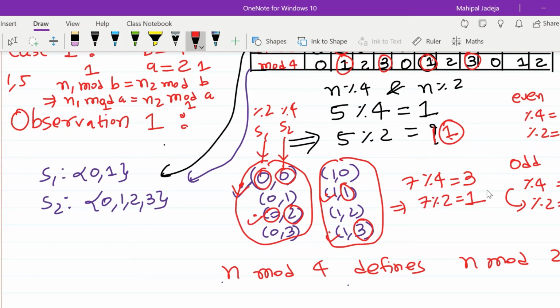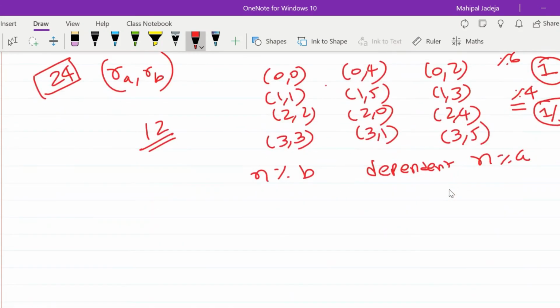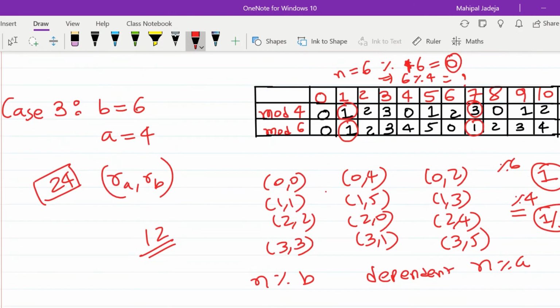If modulo 4 answer is 1, then I can say modulo 2 answer will be 1. If modulo 4 answer is 0, then modulo 2 answer will be 0. If modulo 4 answer is 2, then modulo 2 answer will be 0, right? So I can answer specifically in case 1. Whereas in case 3, I am eliminating some of the possibilities. For example, in modulo 4, there are 4 possibilities, but out of 4 possibilities, I am reducing it to 2 possibilities, right? So there is some dependency.